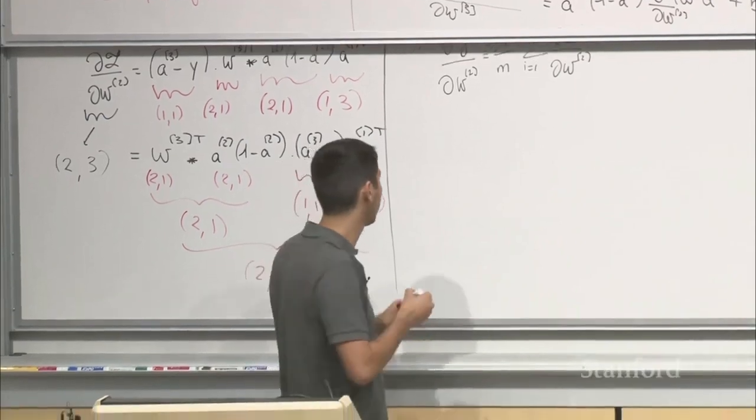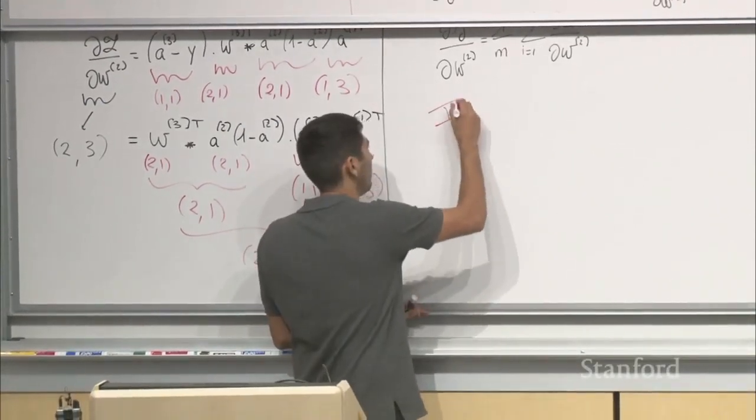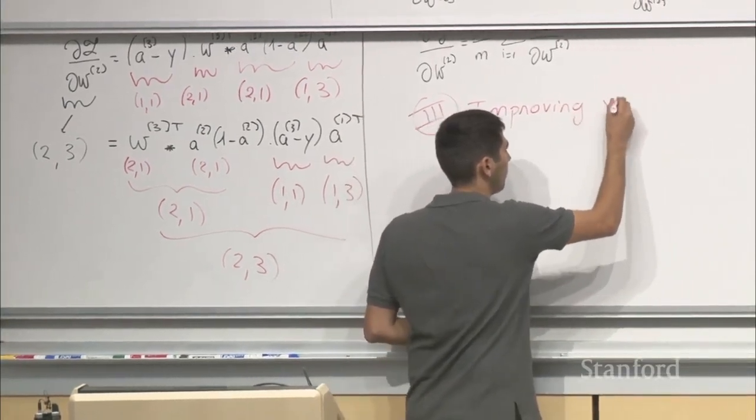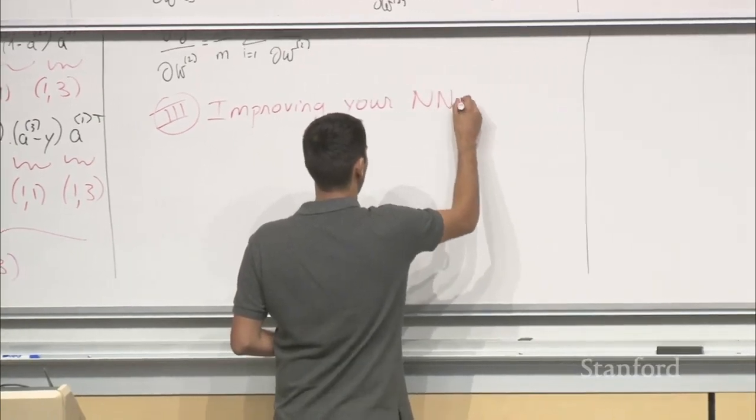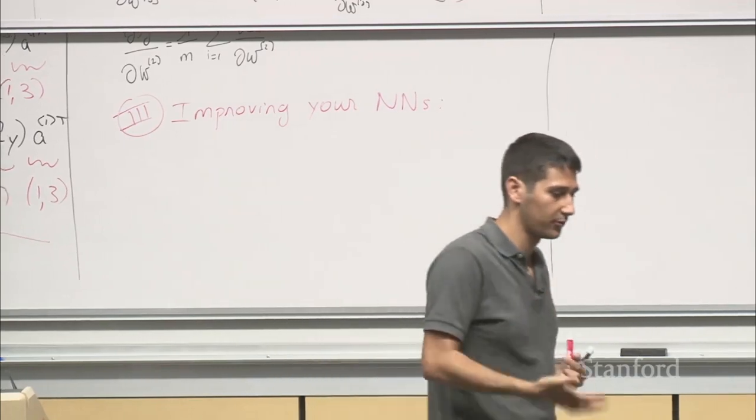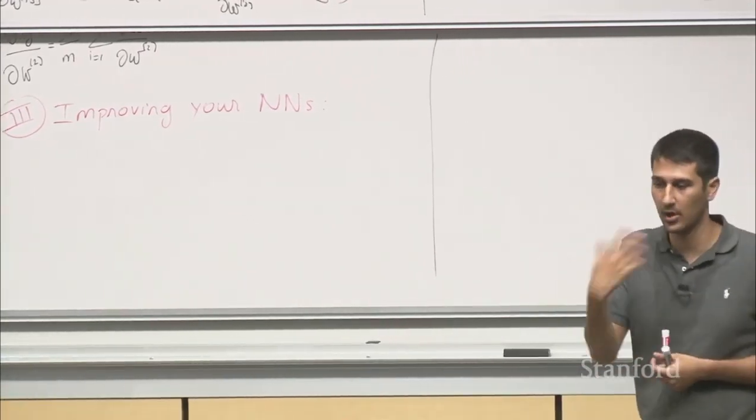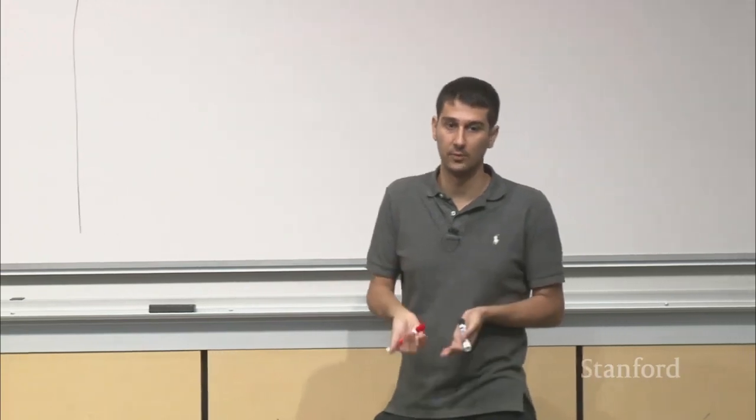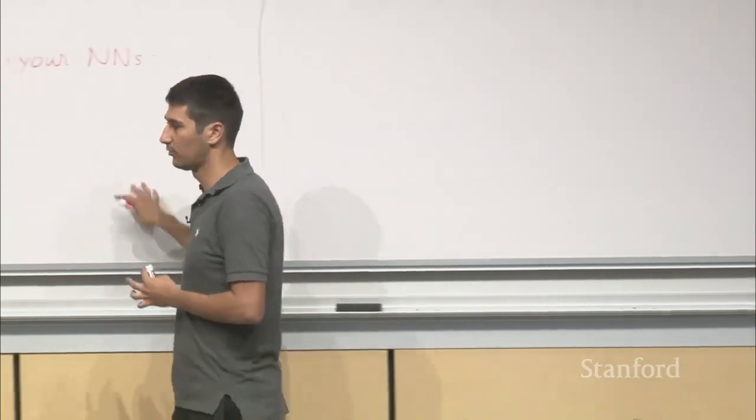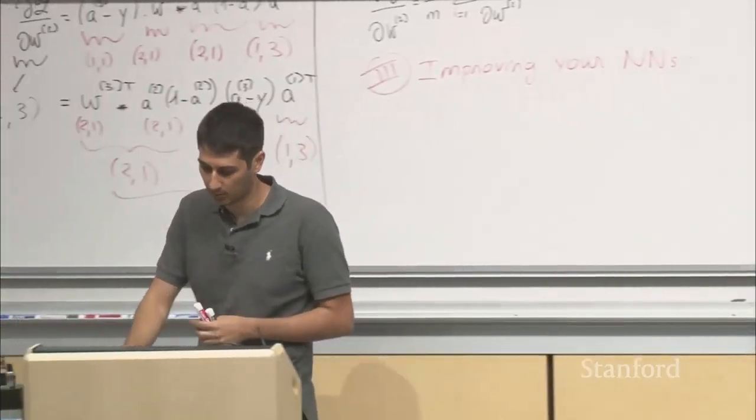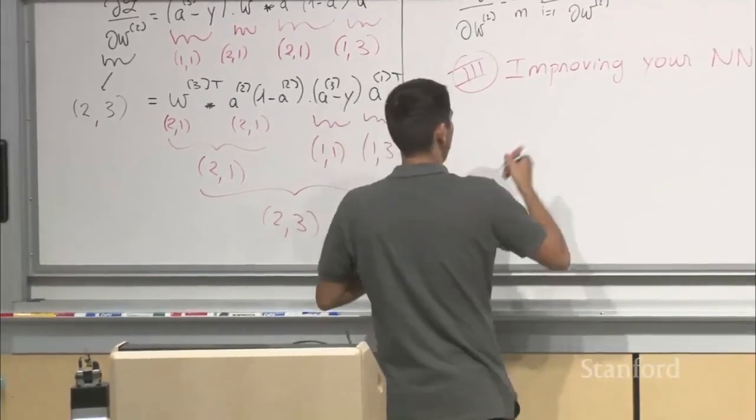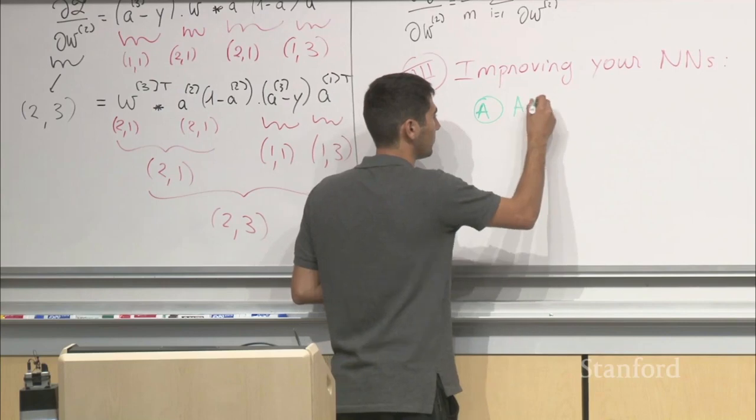Okay, so let's move on to the next part, which is improving your neural network. So in practice, when you do this process of training, forward propagation, backward propagation, updates, you don't end up having a good network most of the time. In order to get a good network, you need to improve it. You need to use a bunch of techniques that will make your network work in practice. The first trick is to use different activation functions.